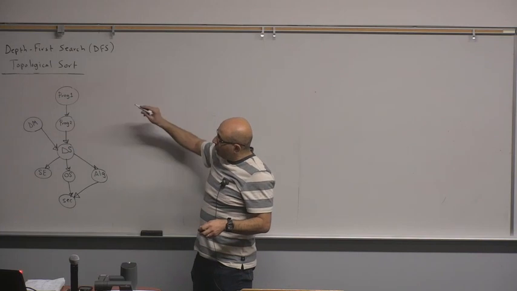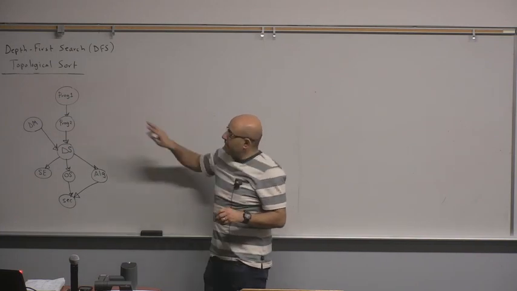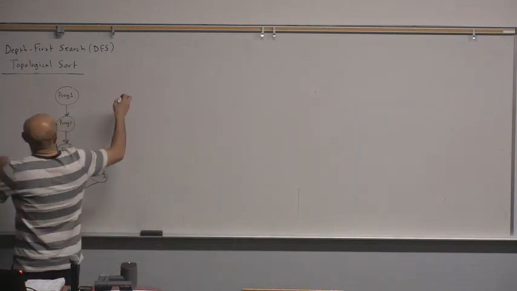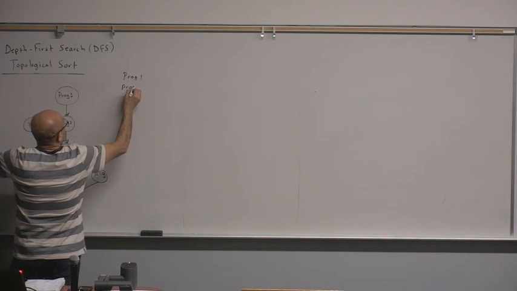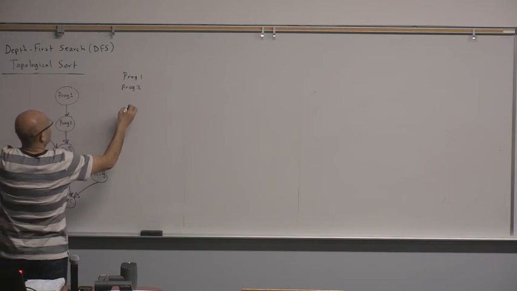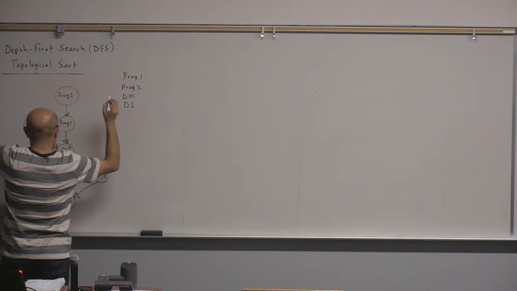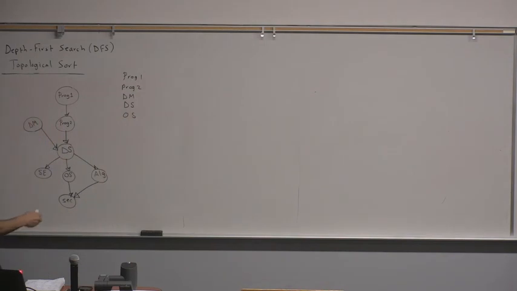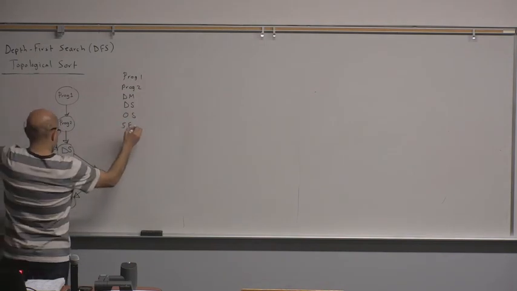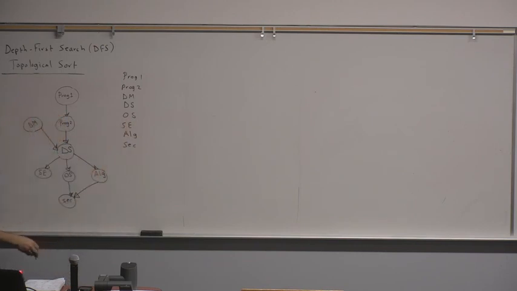Now the question is, we need to come up with an order of these vertices that satisfies these dependencies. So for example, if you come up with an order like programming 1, programming 2, then discrete math, then data structures, then operating systems, then software engineering, then algorithms, then security, this will be a valid order.